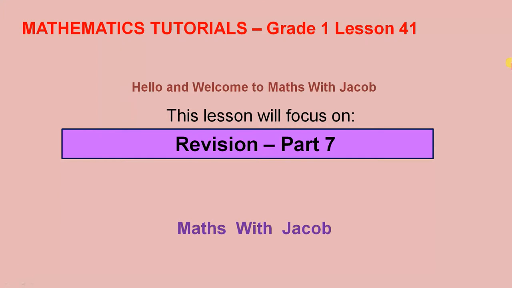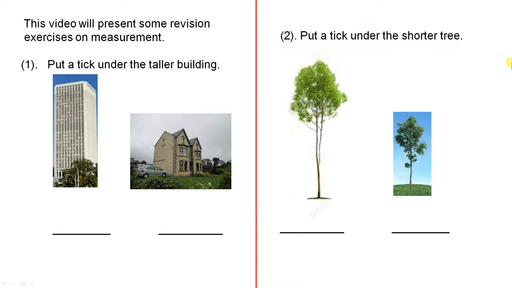This lesson will focus on Revision Part 7. This video will present some revision exercises on measurement. First question, put a tick under the taller building. Second question, put a tick under the shorter tree.